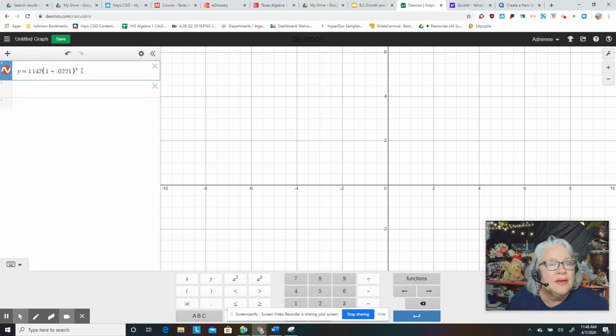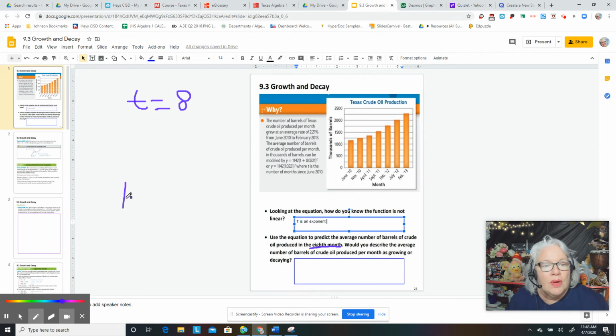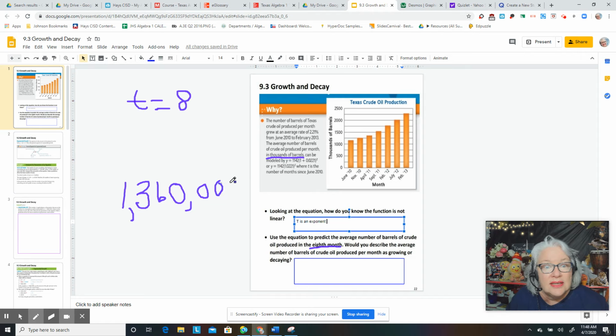Let's just come up here where I have the x. I'm going to backspace out of it and make that an 8. There is your answer, 1360. That's 1,360. And if you remember, it said thousands of barrels. So that's 1,360 thousand, so it's really 1,360,000. Or you can say 1.36 million barrels of oil are produced.